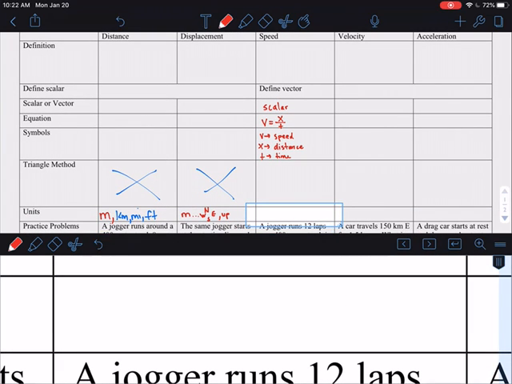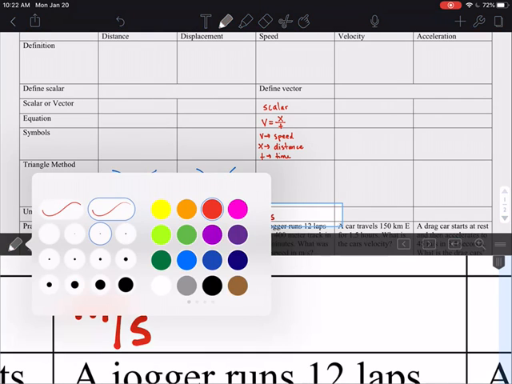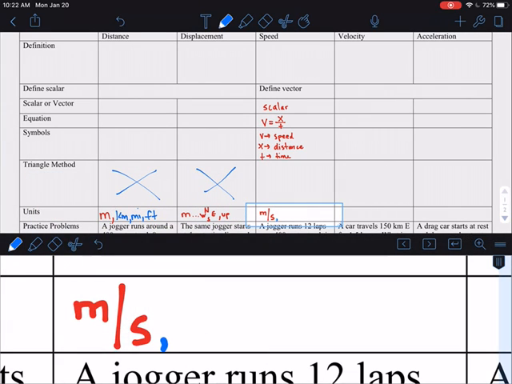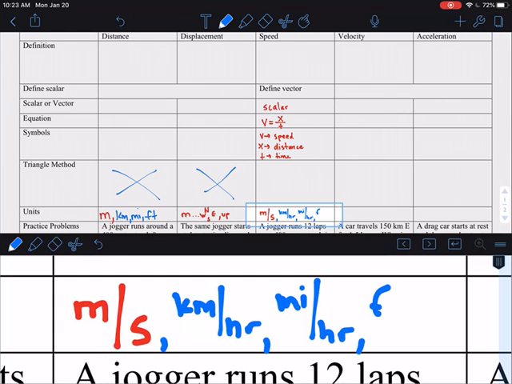Let's go ahead and look at our SI units for speed. Our SI unit for speed, or the unit that all scientists will use, is meters per second. Now, we might also see kilometers per hour, so we'll need to be able to convert kilometers per hour to meters per second. We might also see miles per hour, feet per second, basically any distance over any time unit. And we'll always have to be able to convert back to meters per second.